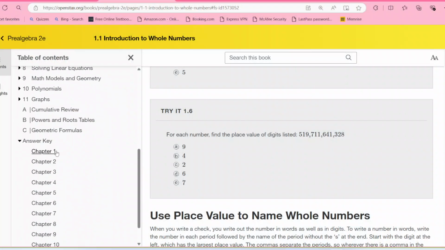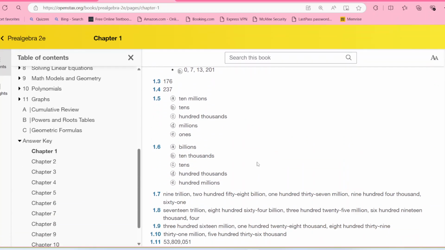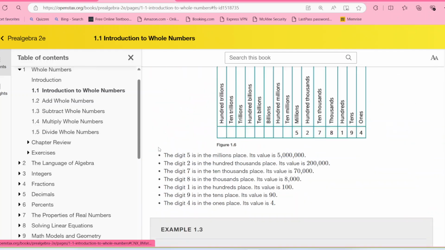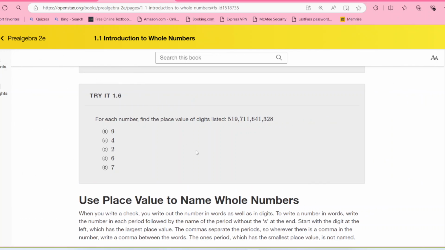So again, back to chapter 1 of the answer key. Try it 1.6. Billions, 10,000s, tens, 100,000s, and 100 millions. Exactly what I wrote down on paper. Great, and then I click on 1.6, takes me right back to the reading for try it 1.6. Wonderful.